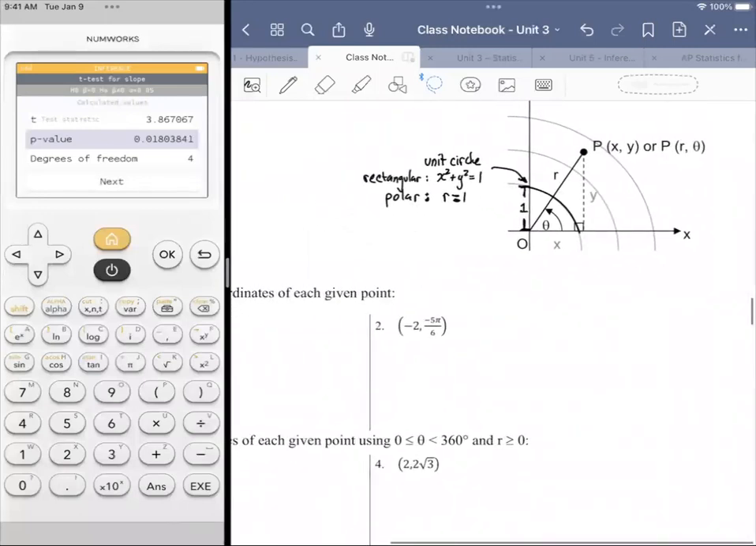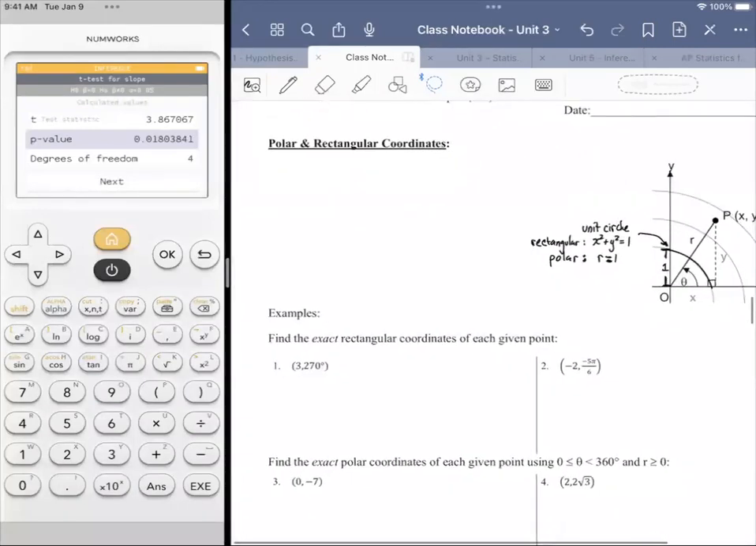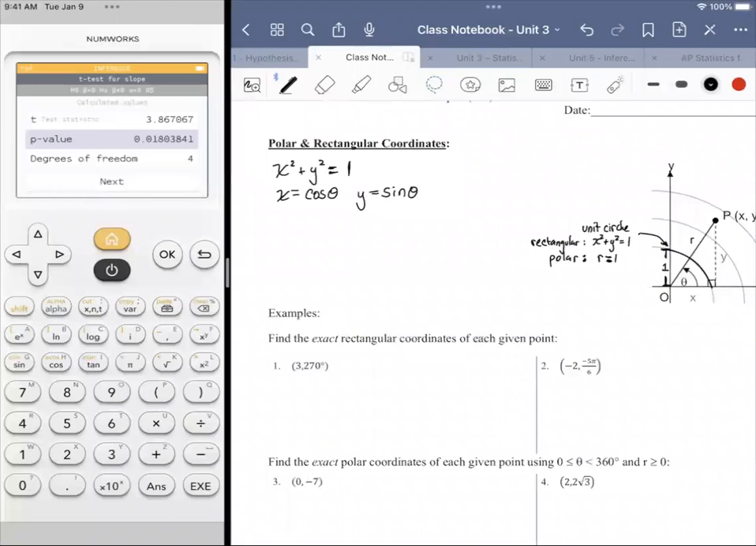So I'm going to take what I know about the unit circle. All right, so x squared plus y squared is equal to one. All right, in that unit circle, x is equal to cosine of theta and y is equal to the sine of theta. And it's from that we get our Pythagorean identity.